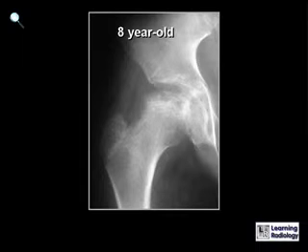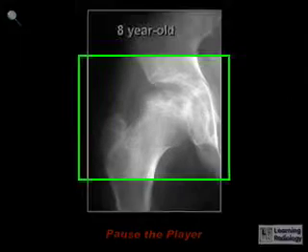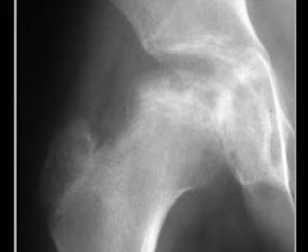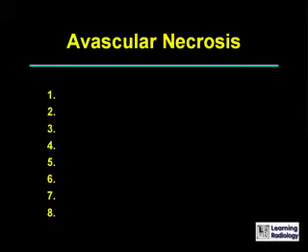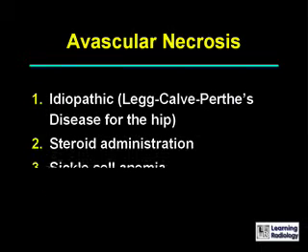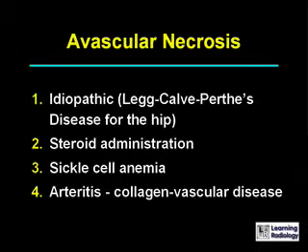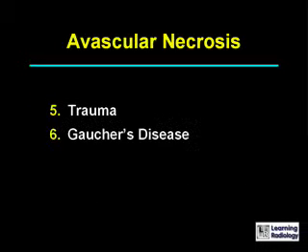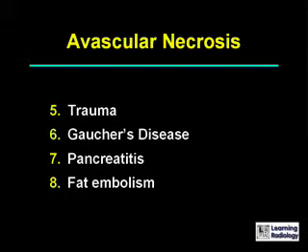Here's the next differential diagnosis. This is an 8-year-old. Pause the player. The differential diagnosis is for avascular necrosis of bone in general, or the hip in particular. Pause the player. Causes of avascular necrosis include idiopathic Legg-Calvé-Perthes disease for the hip, steroid administration, sickle cell anemia, and arteritis, such as found in collagen vascular diseases, trauma, Gaucher's disease, pancreatitis, and fat embolism.